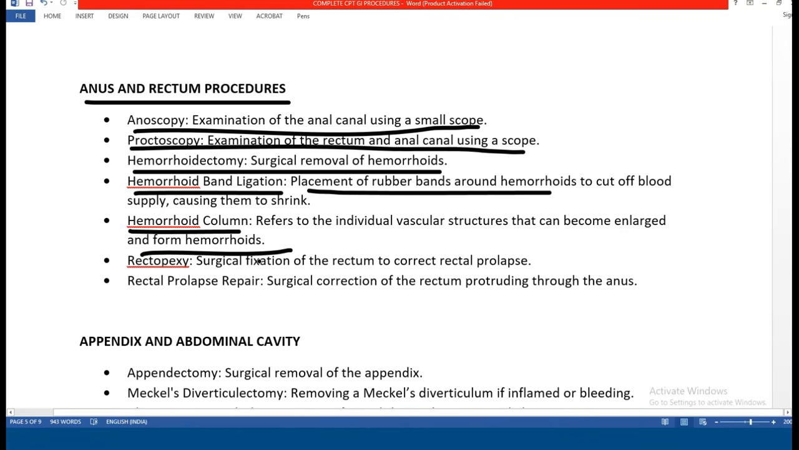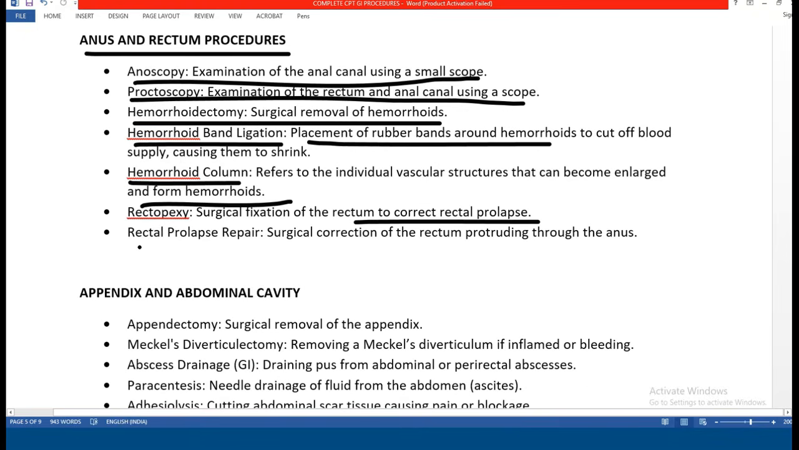So wherever you see directions like anterior, posterior, lateral, you need to understand that these are the codes for internal hemorrhoids. Next, rectopexy, surgical fixation of the rectum to correct rectal prolapse. So your diagnosis will be rectal prolapse. So rectal prolapse repair, rectopexy, surgical correction of the rectum protruding through the anus is called rectal prolapse.